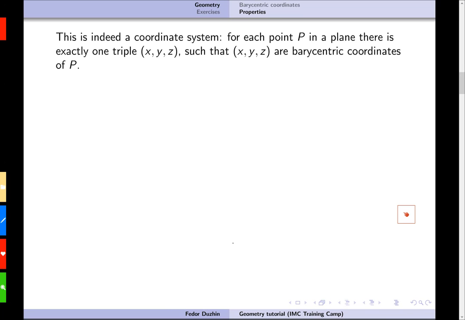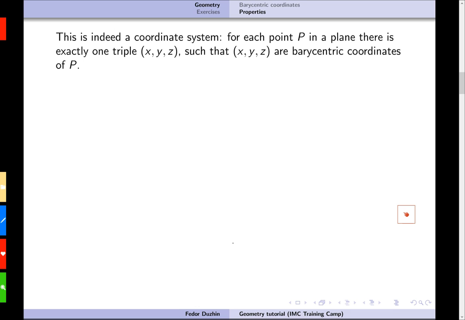Okay, now let's look at a few properties of barycentric coordinates. The first property is that this is indeed a coordinate system. Which means that every point in the plane gets exactly one triple xyz of barycentric coordinates. So how can we see that?